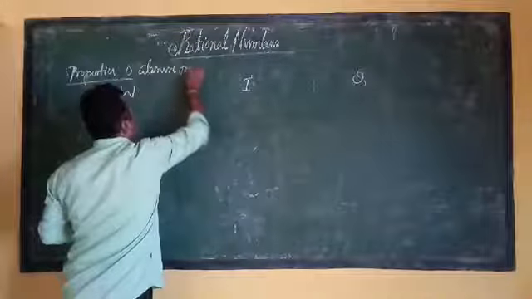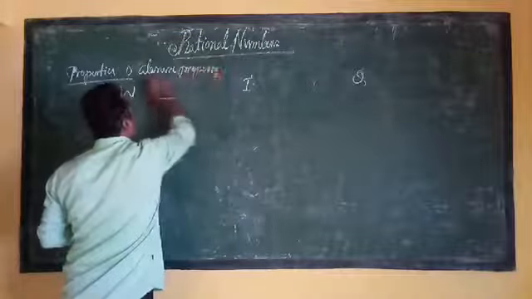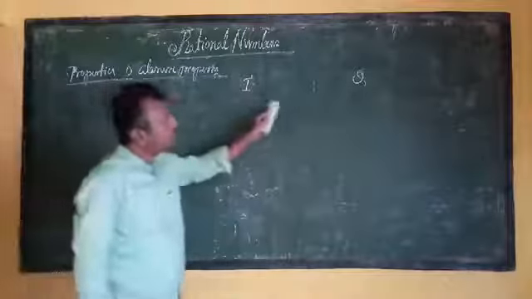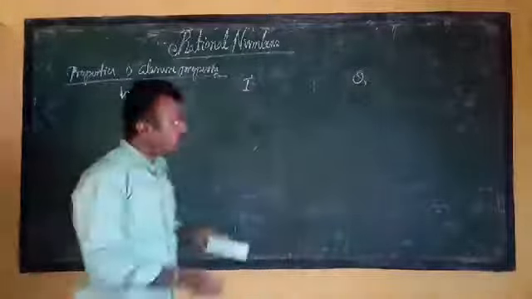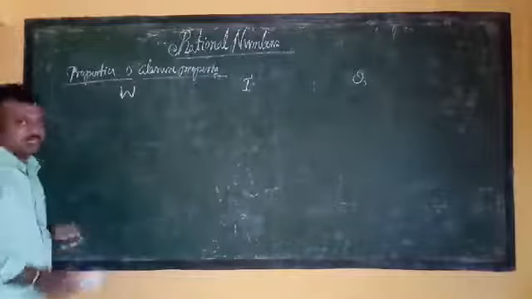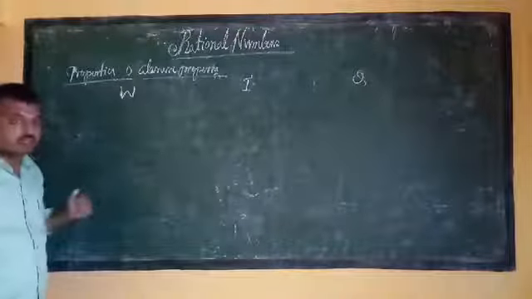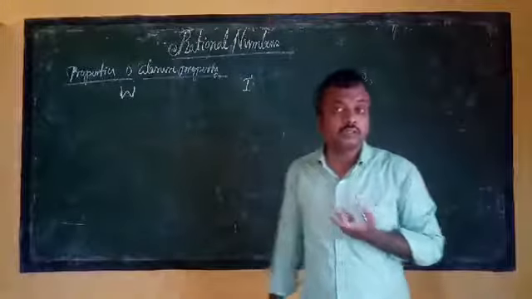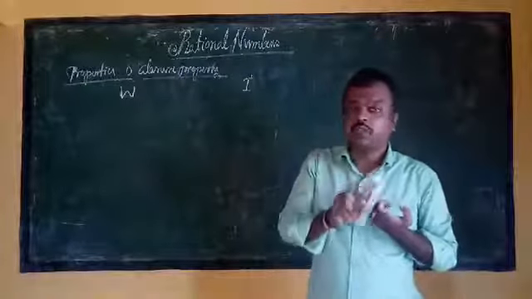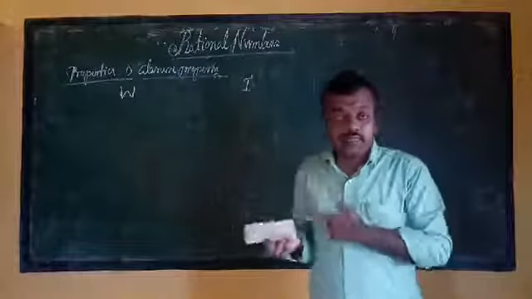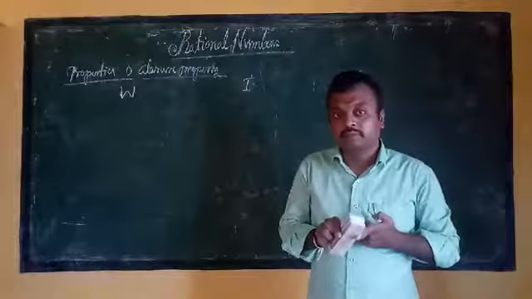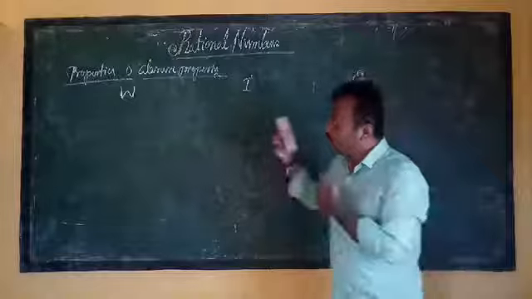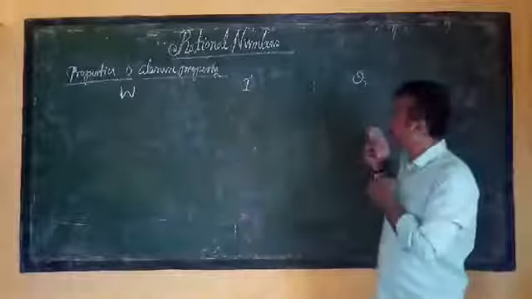Closure property. So what do you mean by closure property? Closure property of whole numbers and integers and rational numbers. So we are discussing these properties of all these numbers. Closure property means you can take any two elements and do any one of the operations, and the resultant number becomes either a whole number, or integer, or rational number.